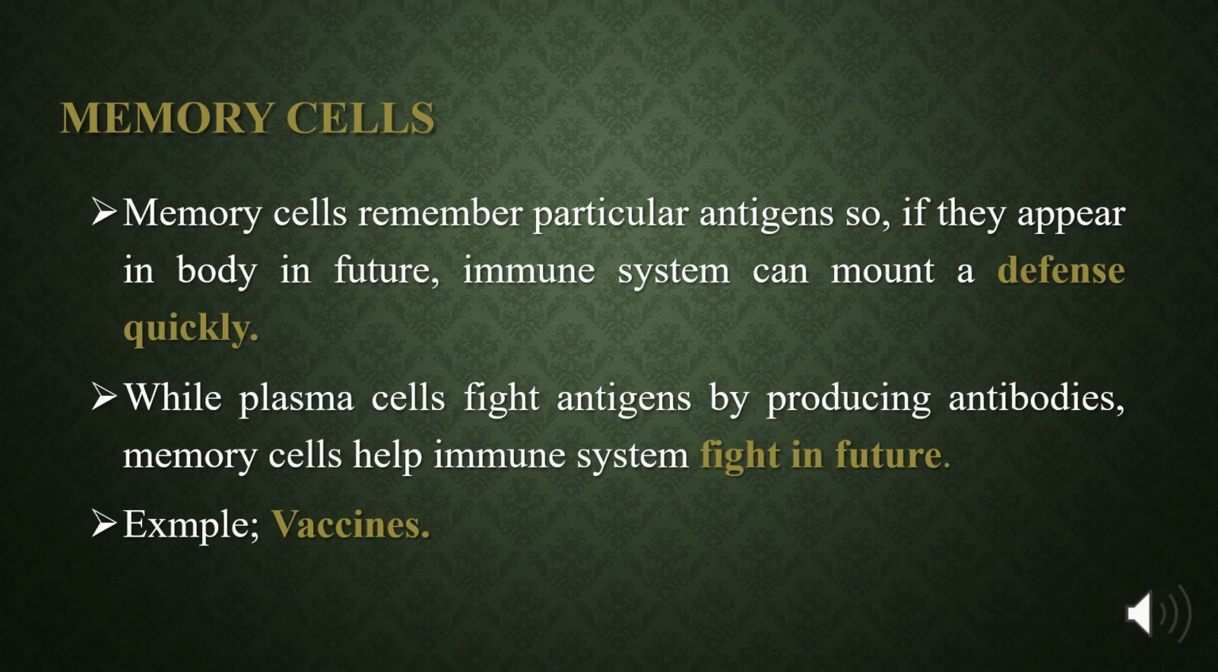Memory cells can remember particular antigens, so if they appear in future, immune system can immediately mount a defense. Plasma cells fight antigens by producing antibodies, and memory cells help immune system fight in future. For example, vaccines act as memory cells by producing antibodies.